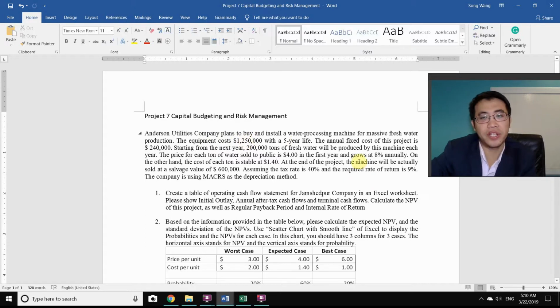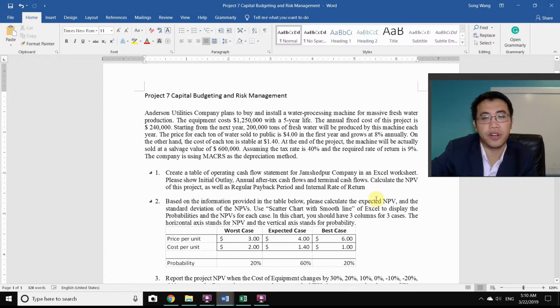And you also get the information for fixed cost and the variable cost, as well as the price per unit, which grows at 8% every year. You also have a salvage value estimated and depreciation method listed, and also tax rate and required return. What you need to do here is to first get a capital budgeting table, and you want to calculate the NPV of the project, regular payback period, and internal rate of return.